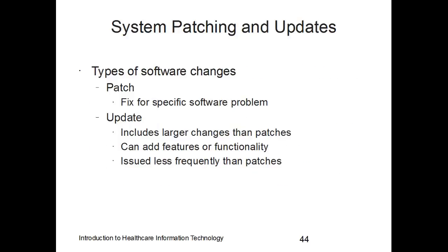When it comes to system patching and updates, there are different kinds of software changes. A patch is a fix for a specific software problem, and an update includes larger changes relative to those of patches. And these can add features to the software or functionality to the software. And these are usually issued less frequently than patches, because you're dealing with more changes to the software.